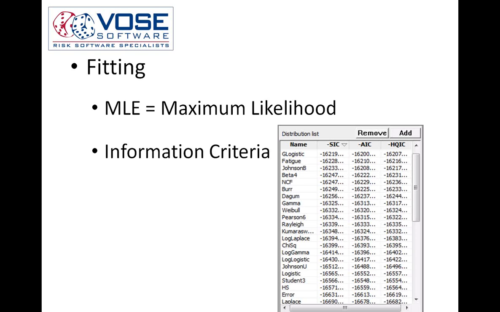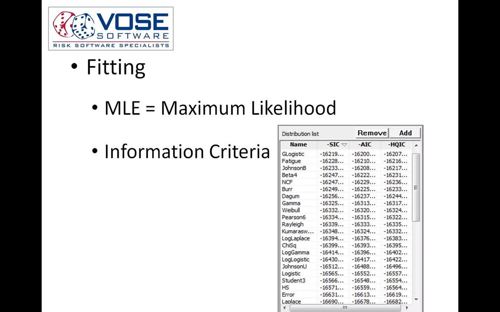When we're fitting, all of the topics we're talking about here, distributions, copulas, and time series, are all fitted using the same common method, which is the maximum likelihood method. All three are also compared against each other via the information criteria.